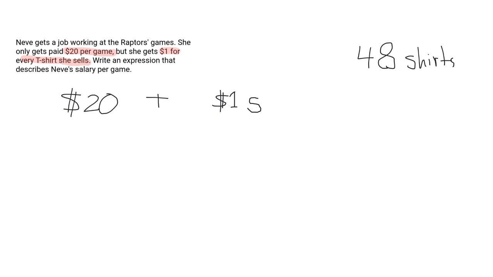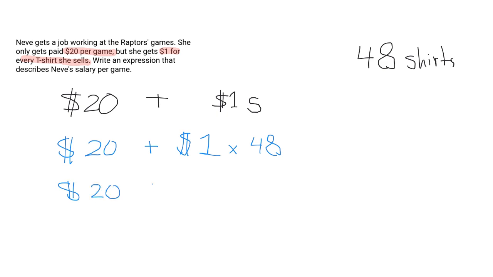Okay, so she's going to still make that $20. That does not change. It's a constant. Plus $1, again, times the number of shirts. And in this case, the number of shirts is 48 shirts. Okay, so let's do our BEDMAS. Let's not forget BEDMAS here. That's going to equal $20 plus 1 times 48, which is $48. And then that's going to equal $68. So you make $68 for that day.